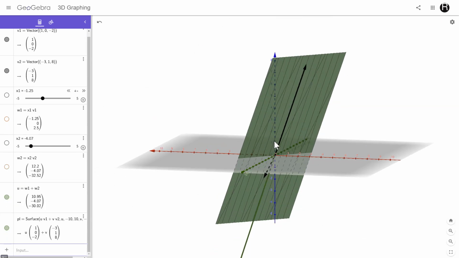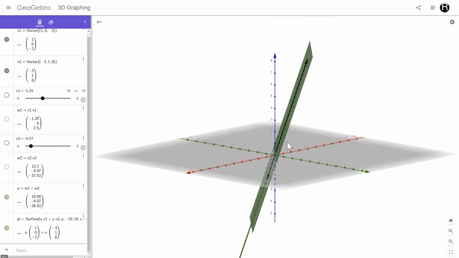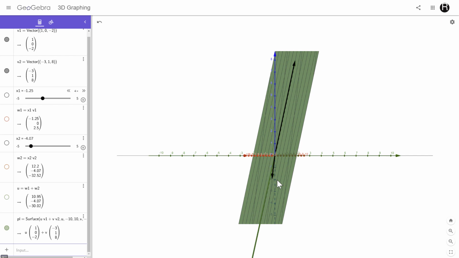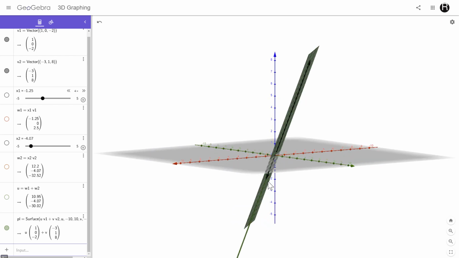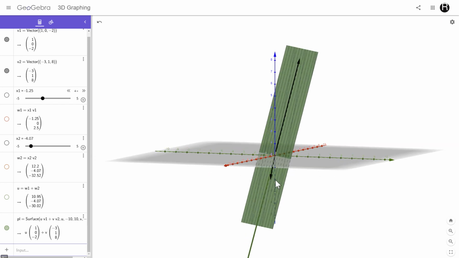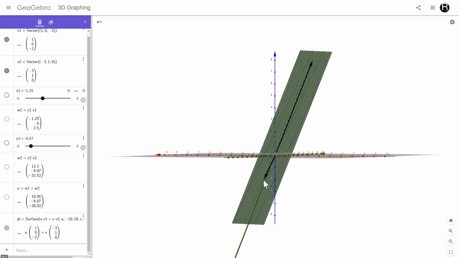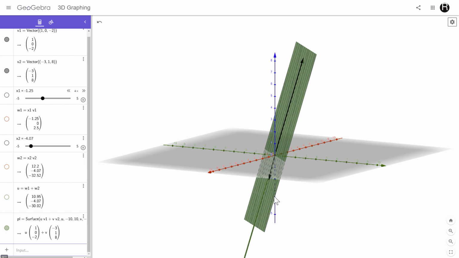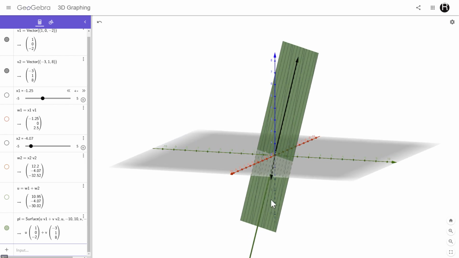So here is the plane, and those two vectors are on the plane. Let's get rid of this other spanning vector that we had. So here we go. We have a surface, a plane that has those two vectors. Okay, so the span of two vectors is going to be a plane.